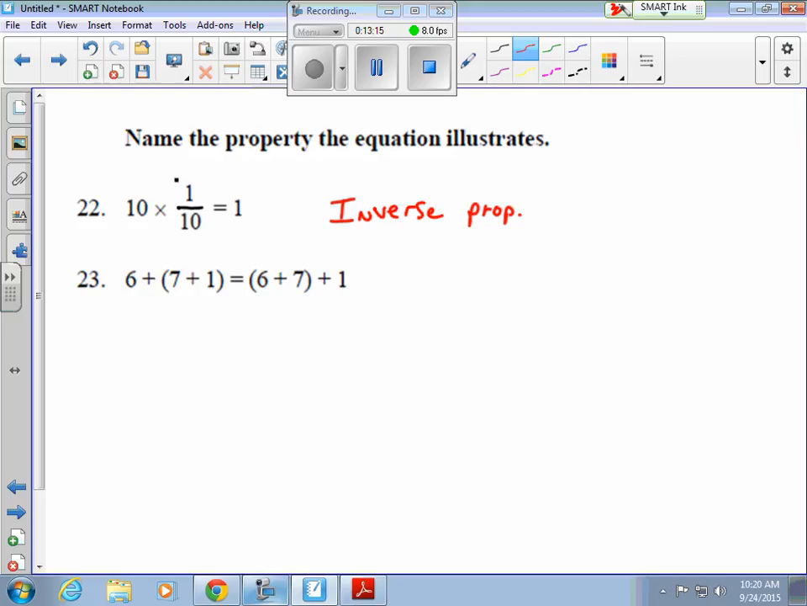6 plus 7 plus 1 is equal to 6 plus 7 plus 1. The order stays exactly the same. None of the numbers move or commute. The parentheses move, however. And when parentheses move, that is the associative property of addition. Associative property.